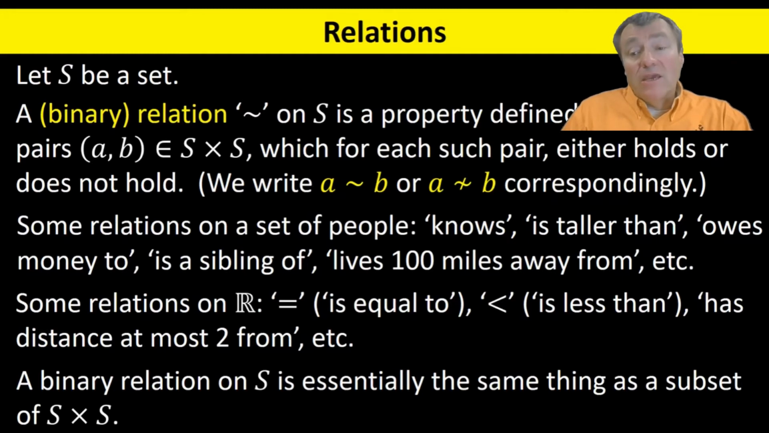Now, the equality relation gives the line y equals x. That's a particular subset. It happens to be a graph of a function. The less than relation is not a function, it's the set of all points which are above the line y equals x. So a relation is something more general than a function.